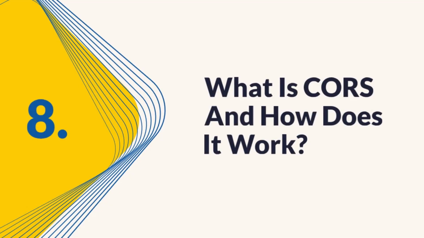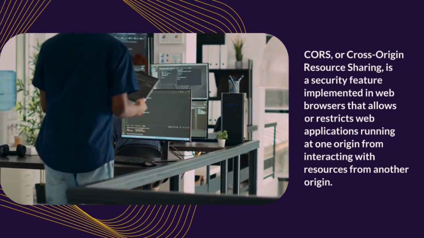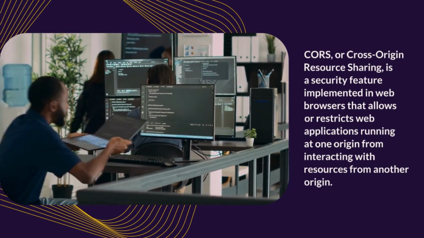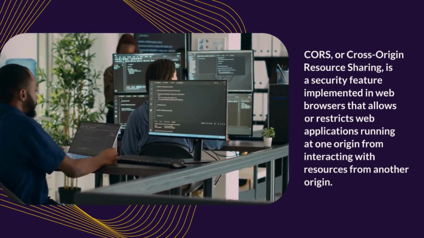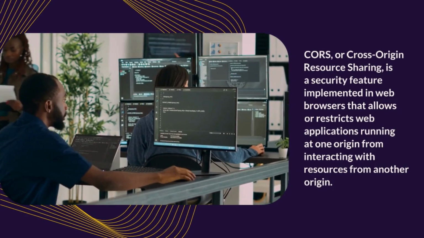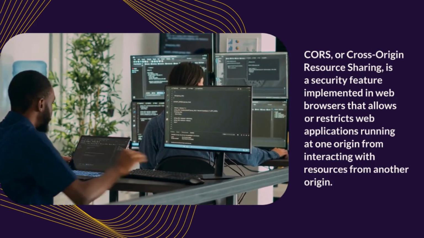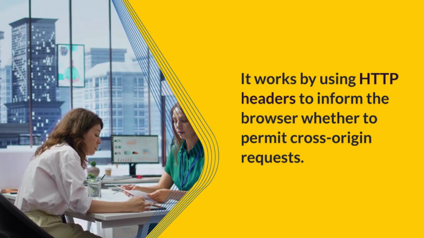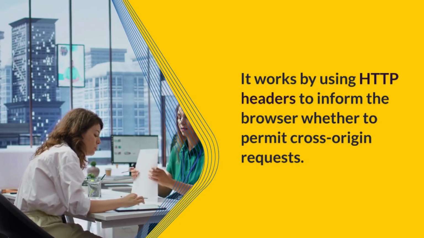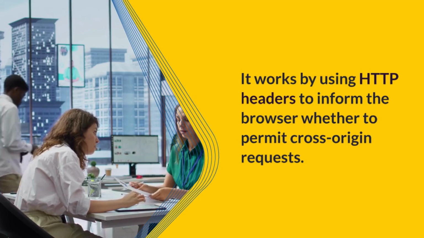8. What is CORS and how does it work? CORS, or cross-origin resource sharing, is a security feature implemented in web browsers that allows or restricts web applications running at one origin from interacting with resources from another origin. It works by using HTTP headers to inform the browser whether to permit cross-origin requests.